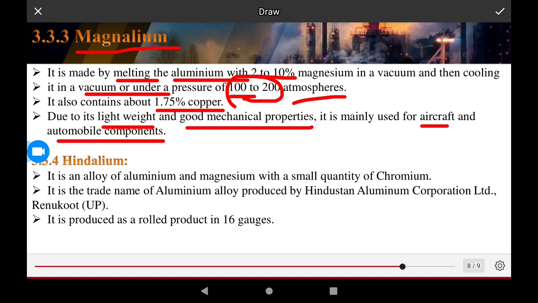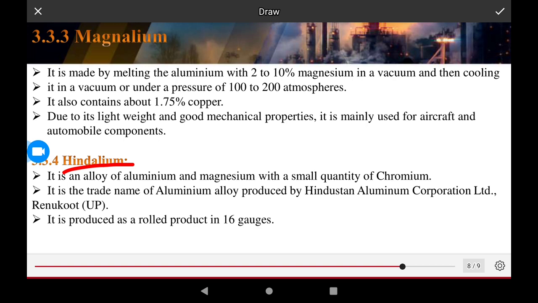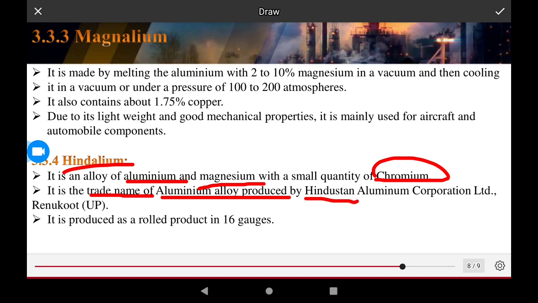Another material is Hindalium. It is an alloy of aluminum and magnesium with a small quantity of chromium. It is the trade name of the aluminum alloy produced by the Hindustan Aluminium Corporation Limited, Renukoot, UP, India. It is produced as a rolled product in 16 gauge.